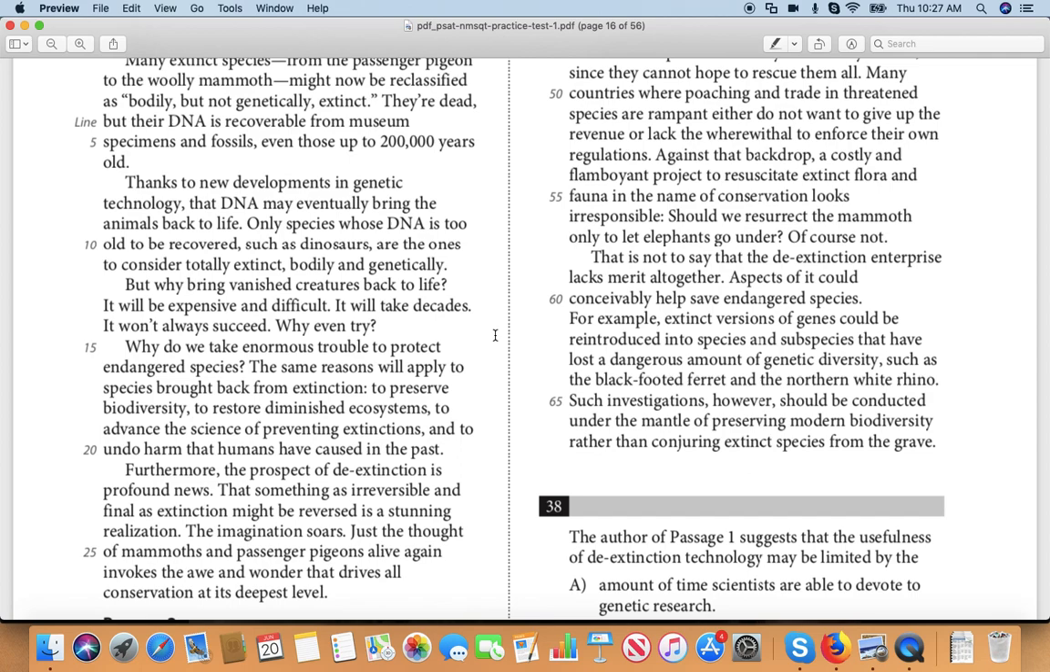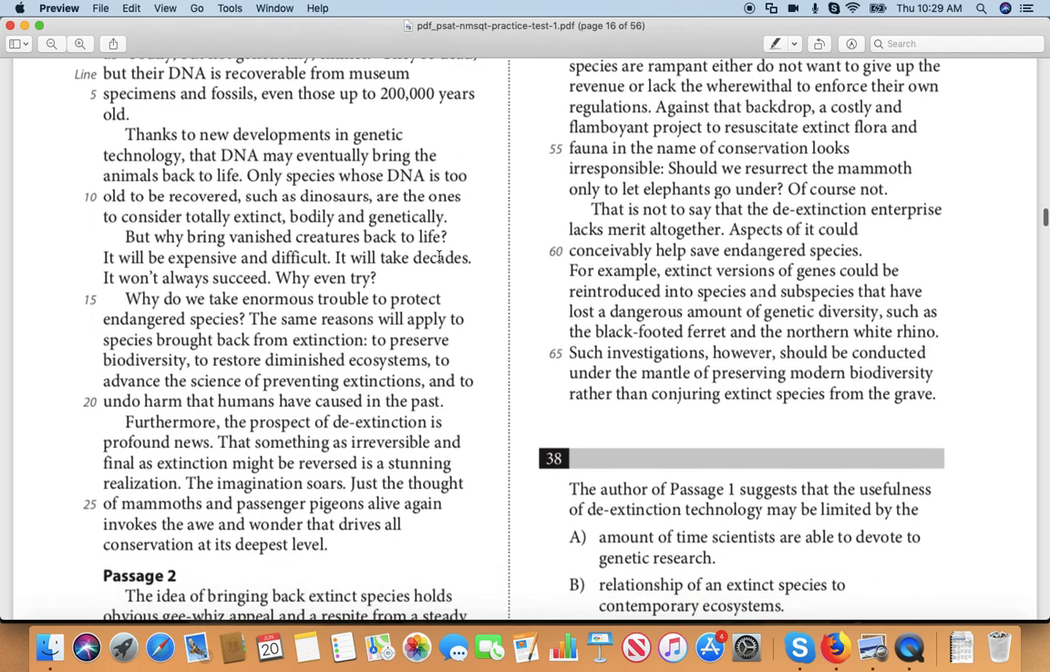Right, and I'm trying to find the lines here. Where is it? It's line 10. Only species whose DNA is too old to be recovered, such as dinosaurs. That was disappointing for me because I want the T-Rex, but for a pet. Except for those guys, they are totally extinct bodily and genetically. That's the big limit, right? If the DNA is too old, we can't use it. Does that make sense?